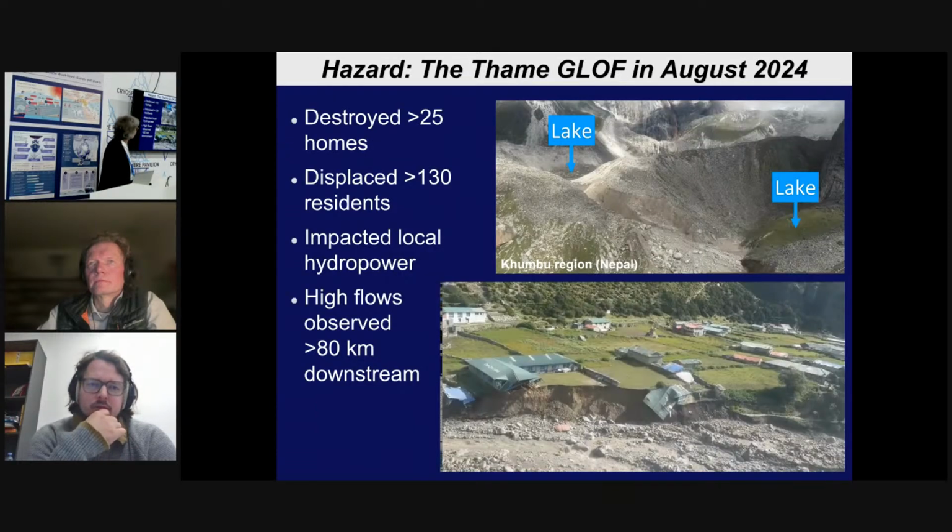The latest here, just in August, a major flood, the Terni glacier outburst flood here in Nepal. It's small lakes. It was completely unexpected, led to this major outburst flood just in August, destroying many homes, displacing residents, impacting the local hydropower. And these high water levels were even felt like 80 kilometers downstream. So massive devastation here just in August in Nepal.